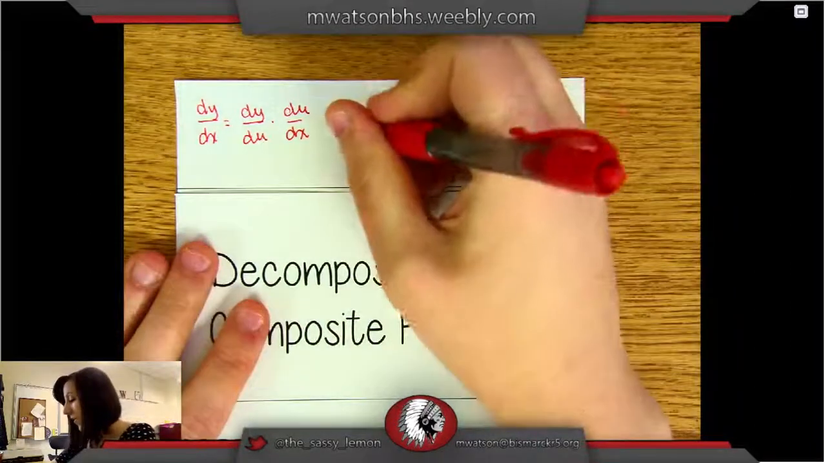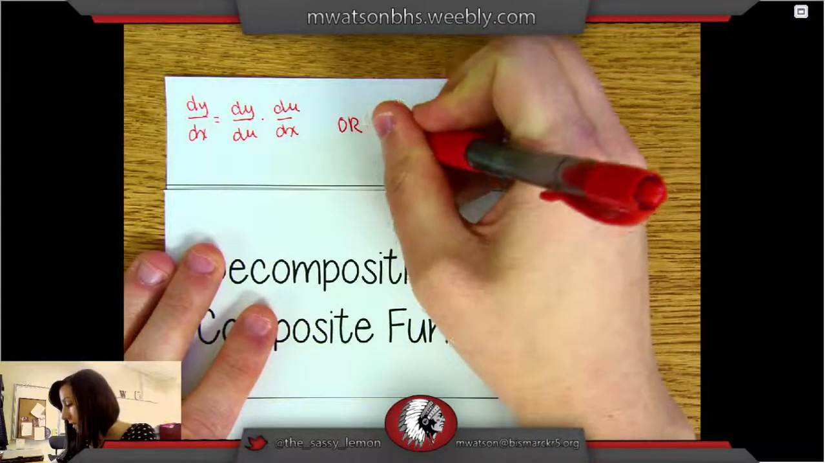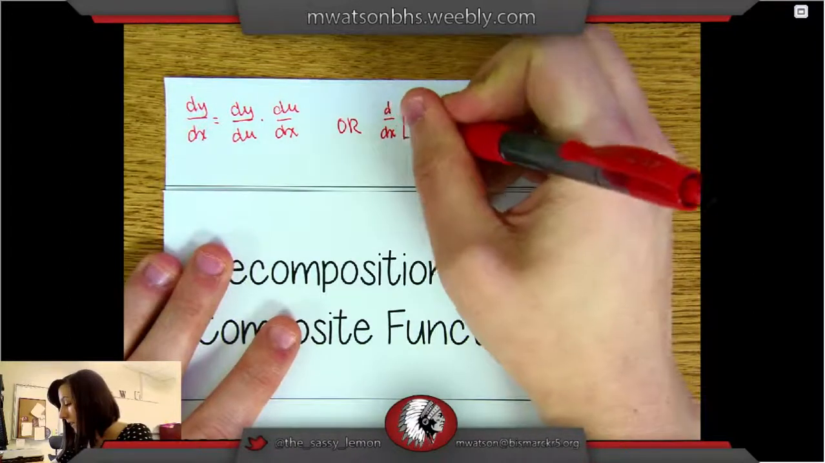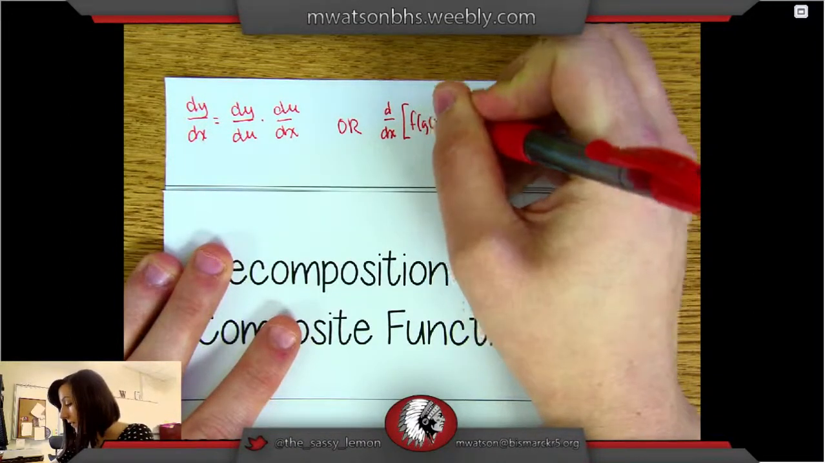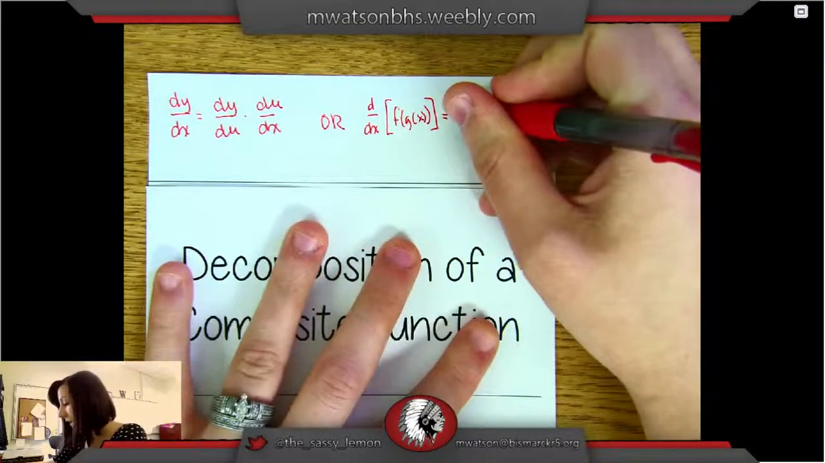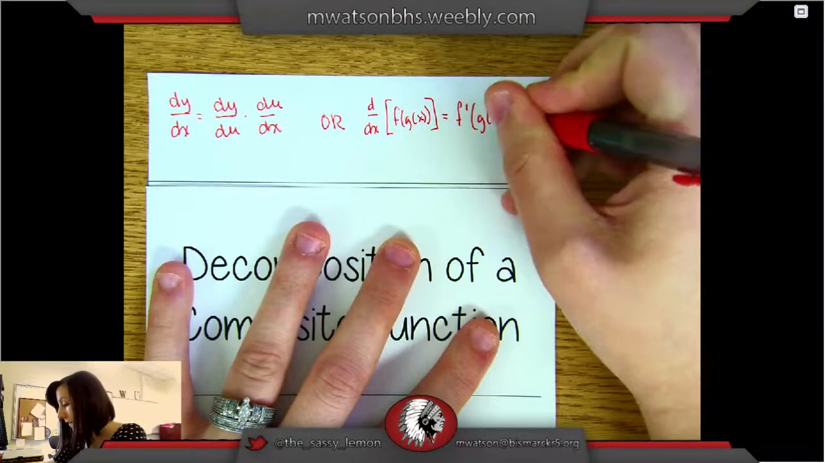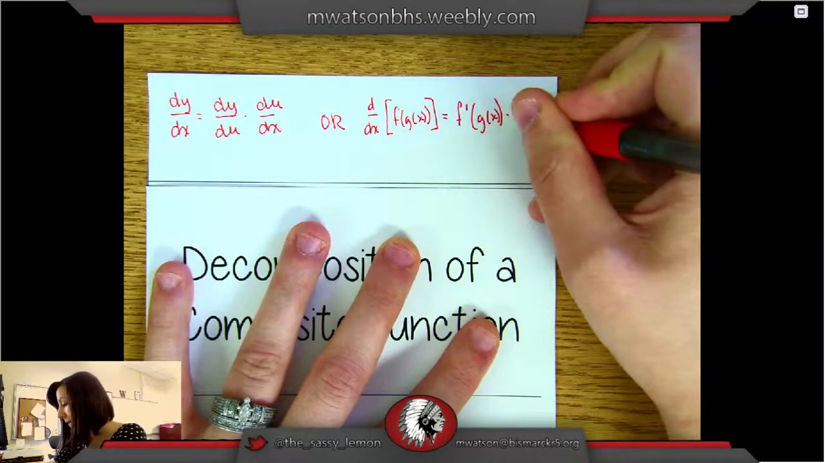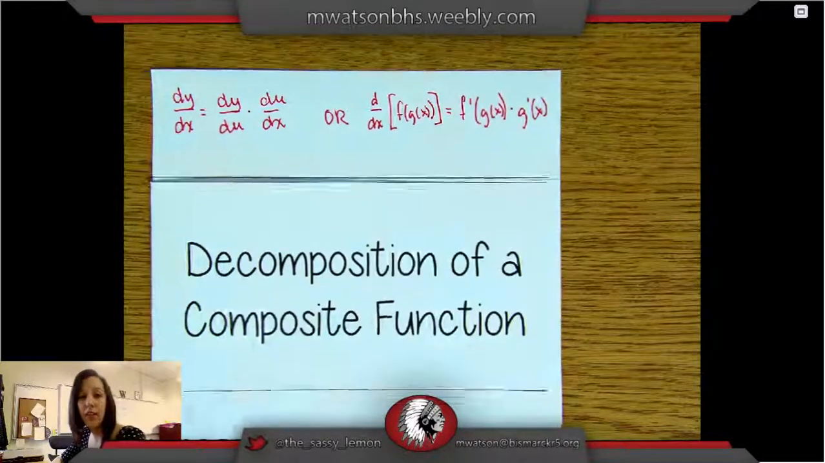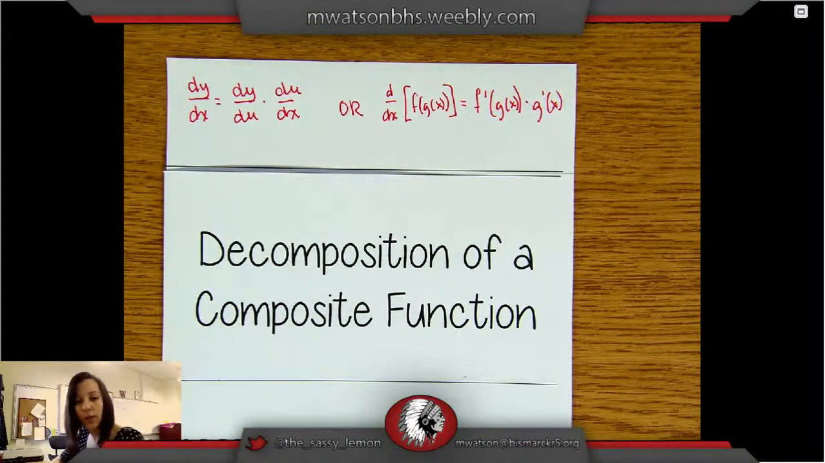Another way you can think of it is that the derivative of a function f of g of x is equal to f prime of g of x times g prime of x. So both of those right now probably don't mean a whole lot to you, but hopefully they will here as we go through our foldables.